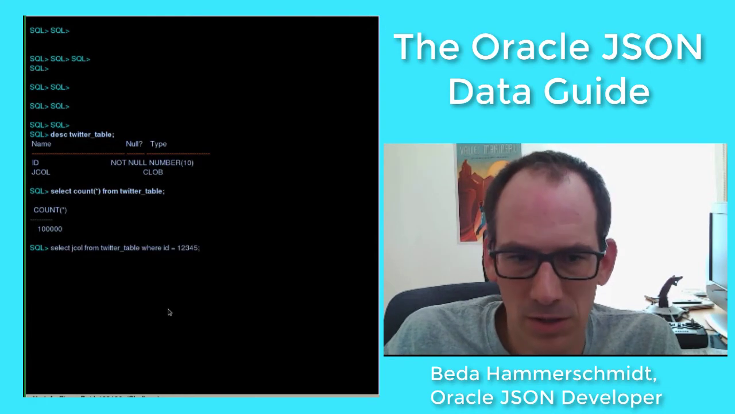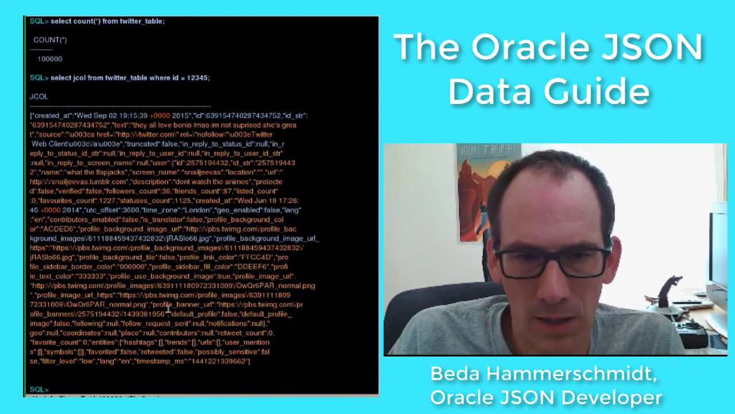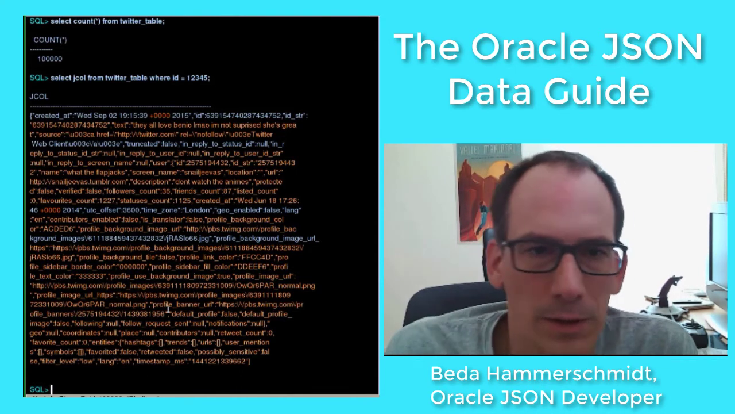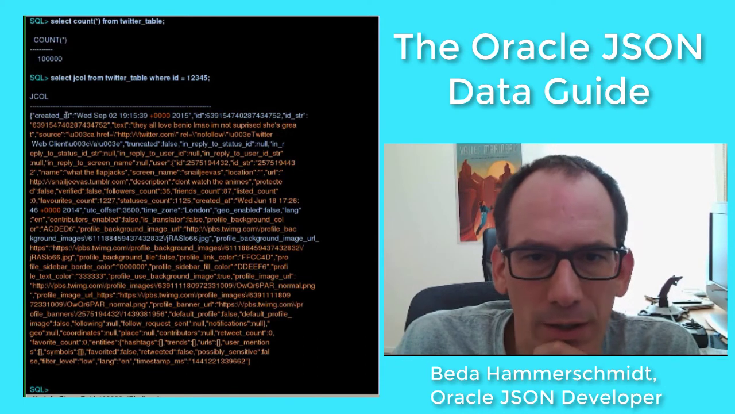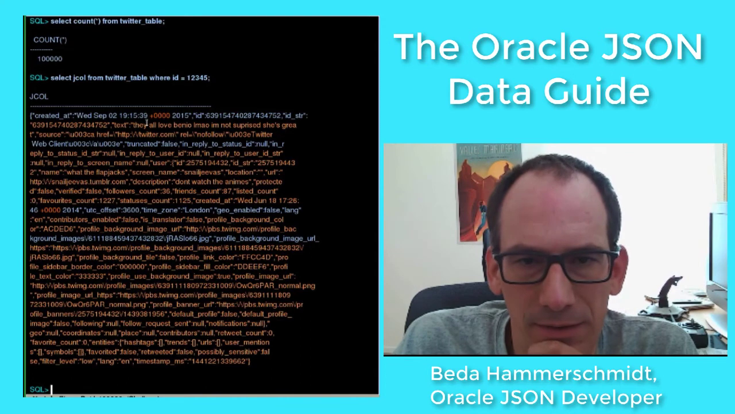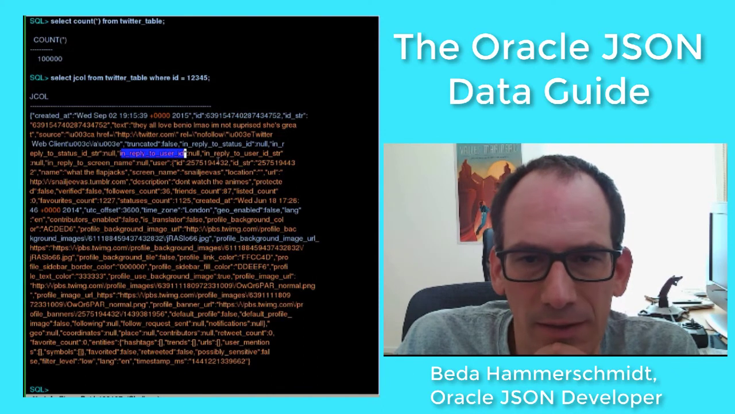So let's just look at one row. I randomly picked ID 12345, and let's take a look at the data. This is one real Twitter tweet. We see that it has field names called created at, which has a date. It has the text. I guess this is the actual tweet that people typed in on their phone. And if someone replies to another tweet, you would, I guess, get an ID here.